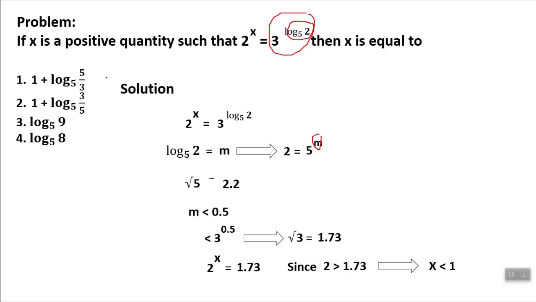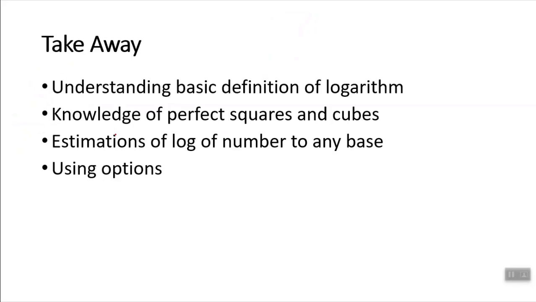If x is less than 1, coming to these options, can you see that option number 3, where 9 is greater than 5, the log is going to be greater than 1. Option 4, where 8 is also greater than 5, is going to be more than 1. Option 1 is 1 plus log of some number to the base 5, and this number is more than 1, and therefore this whole thing is a positive quantity, so we can rule out option 1, and option 2 is the correct answer.